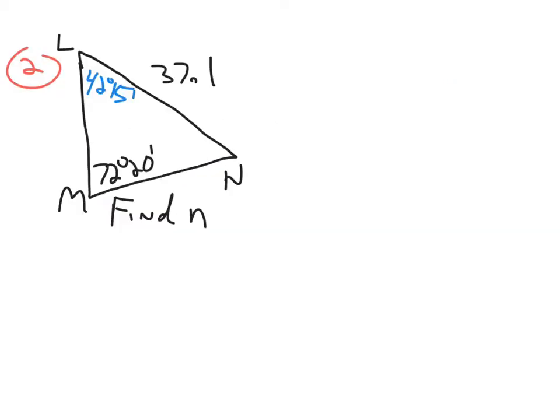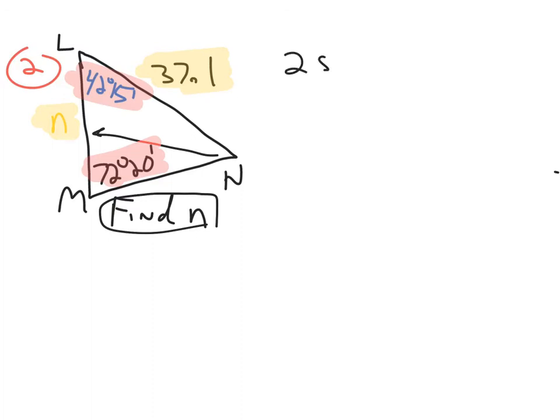Problem 2 also has you finding a side. Here it's asking you to find side N, so that's the side opposite angle N. So look and see what you're given. Here you're given one side, you're asked to find another side, and in the problem they're giving you two angles. So here you really have two sides and two angles.